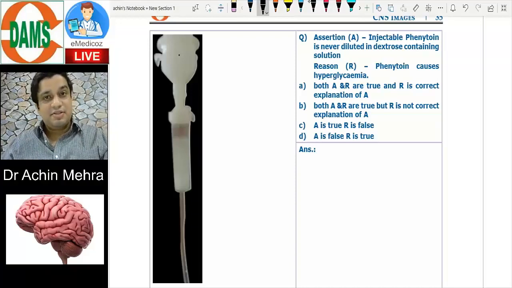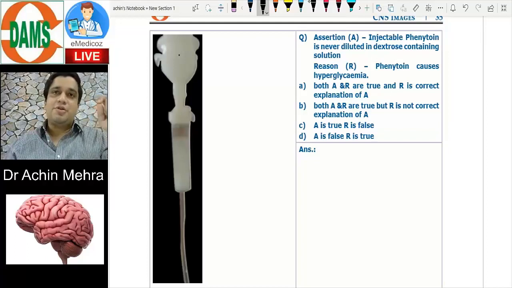Now, there is an assertion: injectable phenytoin is never diluted in a dextrose containing solution, and there is a reason given: phenytoin causes hyperglycemia. Wait a minute. Phenytoin causes 6 Hs. Yes, quick revision. It causes hypersensitivity, hyperglycemia, hirsutism, hyperplasia of the gums, hydantoin syndrome, and it can also cause hepatitis.